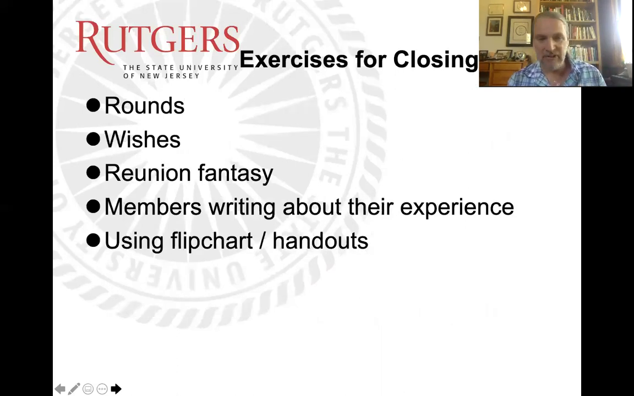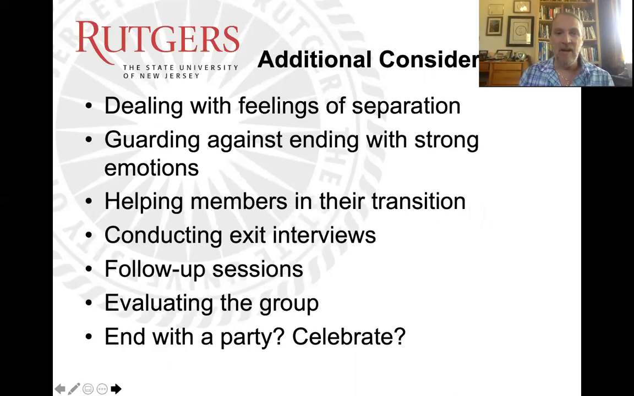And again, you have lots of different exercises that you can do. The reunion fantasy is if we were all to meet again, how would you want that to go? I encourage people to write about their experiences, to journal about their experiences, so that, again, they can take this learning forward and remember what they've done.